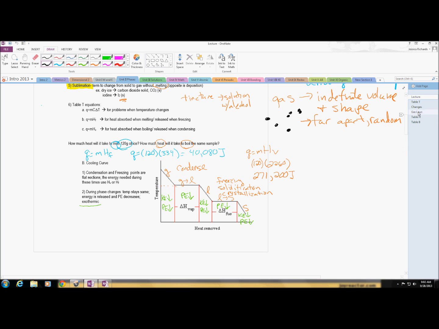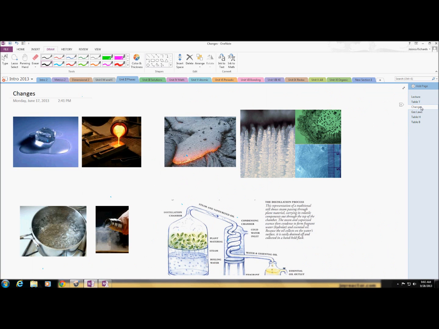All right, let's take a look at some examples of phase changes. So we have over here solid ice turning into liquid water, and we know that that happens at 0 degrees Celsius. So this is going to be melting. So that water is at its melting point at 0 degrees Celsius, and it's slowly turning into this puddle.